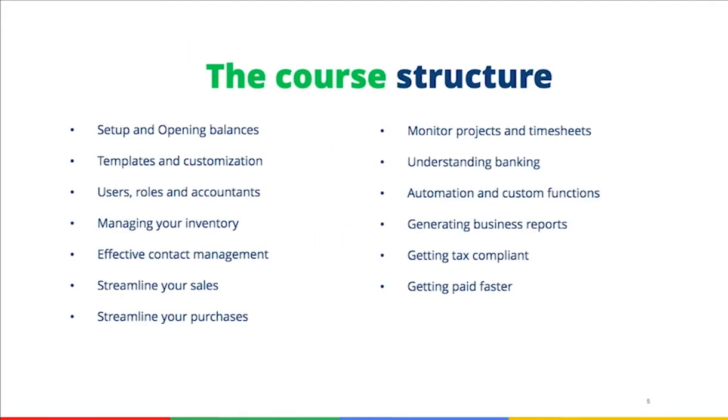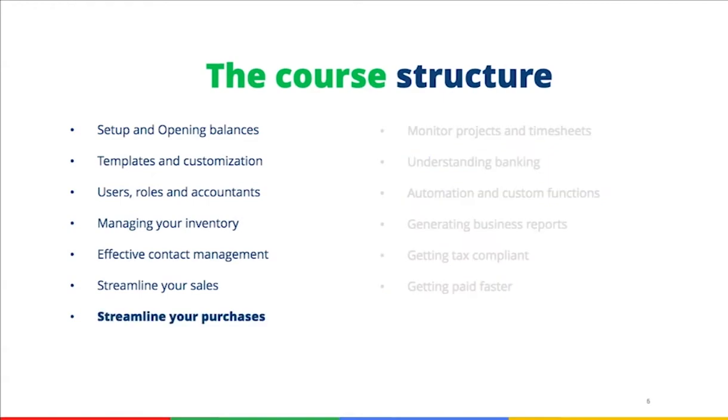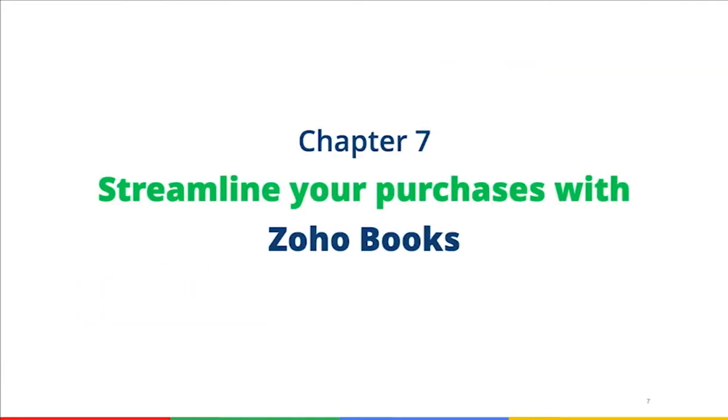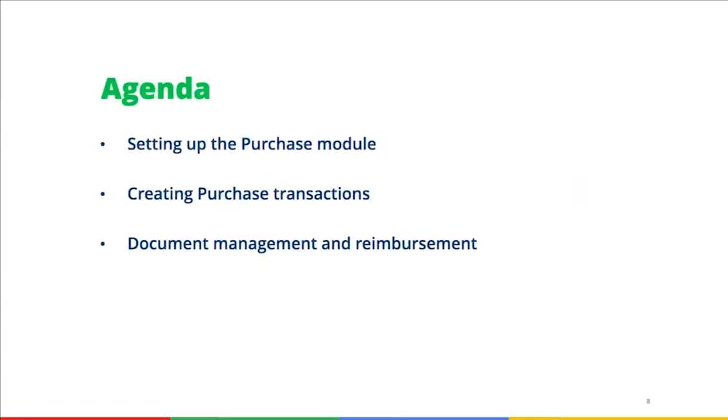So with that, I'm going to jump into the core structure. Like I mentioned before, if you had joined us before, you are already familiar with this particular section. For the people who are joining us for the first time here, that's a bunch of things that we have already covered. And today I'll be covering the purchases section within Zoho Books. So I'm calling it streamlining your purchases with Zoho Books, and that's chapter 7 of our finance masterclass. So with that, I'm going to jump into the agenda for today.